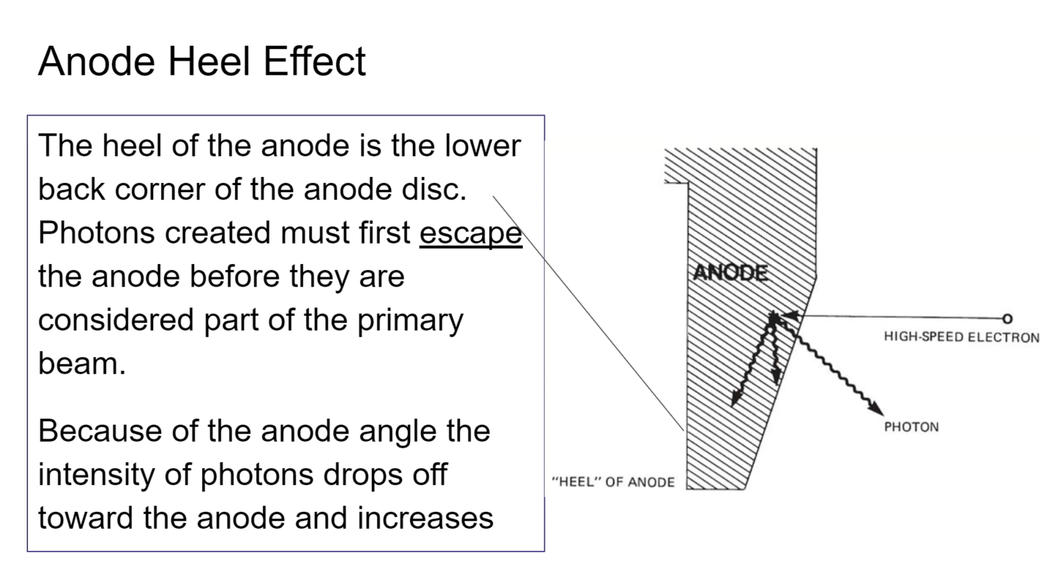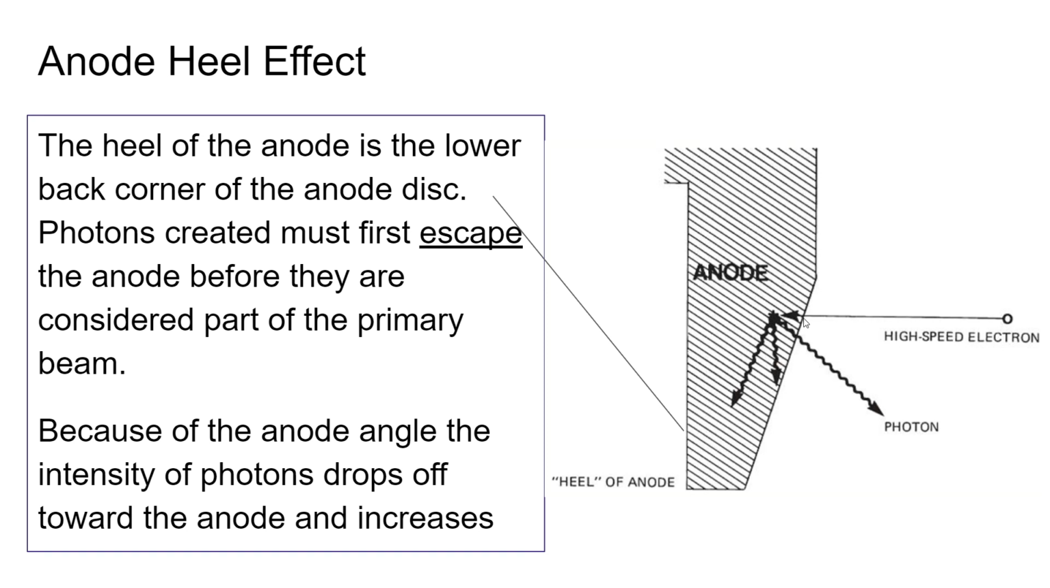Now, why does this happen? Because you didn't change your technique. Your technique was what it was. So essentially, because of this angle, you have a situation where part of the overall anode is thicker in one area and not so much in another area. So we call this portion towards the anode the heel of the anode. And it's possible that X-rays that are created that are diverging, and some of them diverge towards the anode side, never make it out. They get stuck. And thus your intensity goes down.